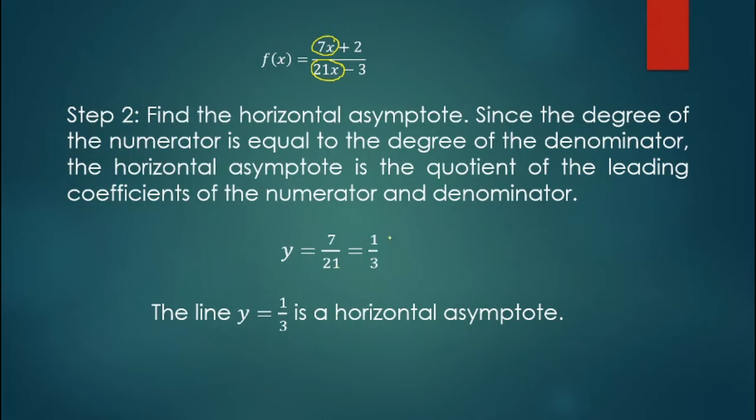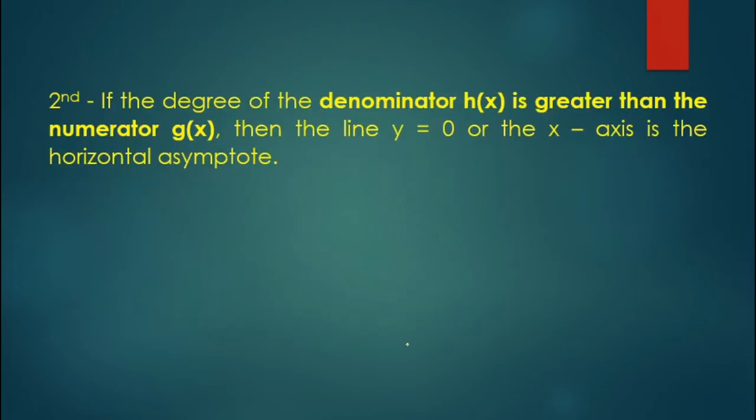So that is 1 over 3. Next, for the second case, if the degree of the denominator is greater than the numerator, then the line y is equal to 0, or the x-axis, is the horizontal asymptote. So hindi natin kailangan mag-solve. If the given is like this, y is equal to 0 ang ating horizontal asymptote.